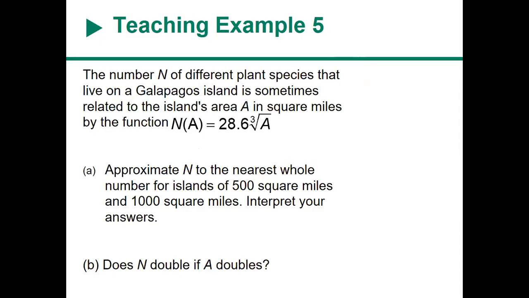The other thing is that you will have graphing word problems on there. So apply your information. And so here it says approximate n to the nearest whole number for islands of 500 square miles and 1,000 square miles. Interpret your answer. So it's telling you your A and you're plugging it in. Just make sure you're understanding evaluate. We just did straightforward evaluation with our 16 and our 64. Those were straightforward evaluations. This is a word problem based evaluation. So make sure you're reading and you understand what each variable represents.